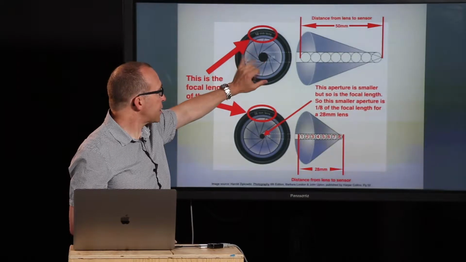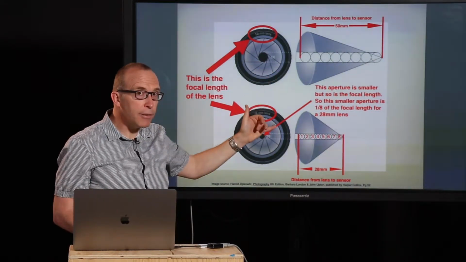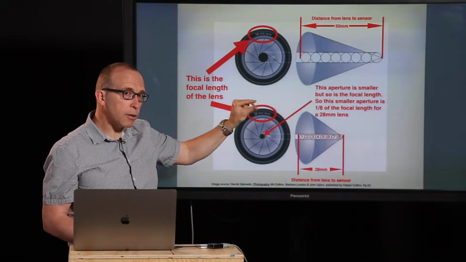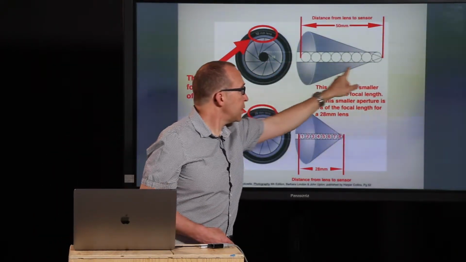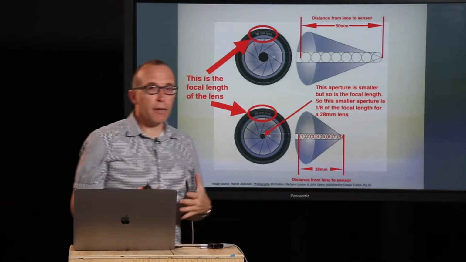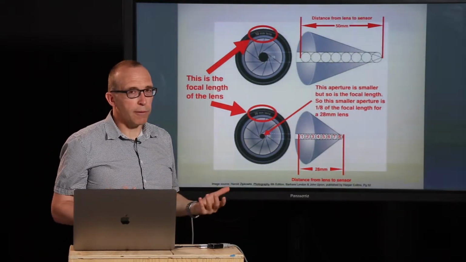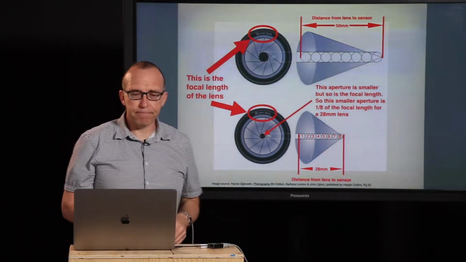If we were to make this lens f11, the hole would be smaller. And that hole, or that diameter, would fit within that distance 11 times. So that would be f11. That's where that comes from.